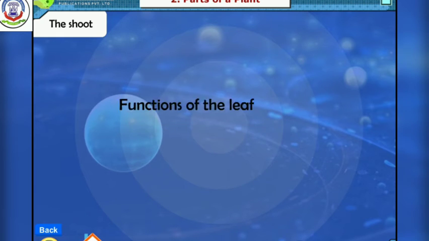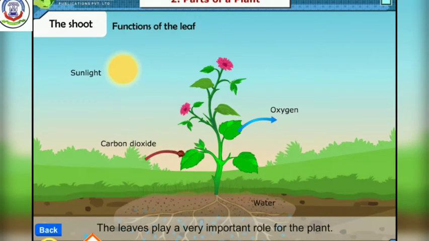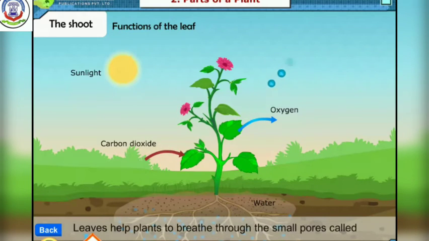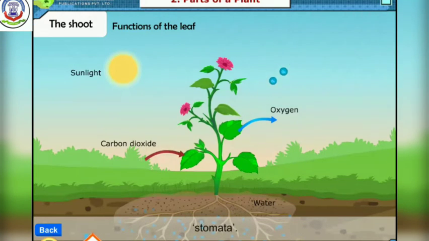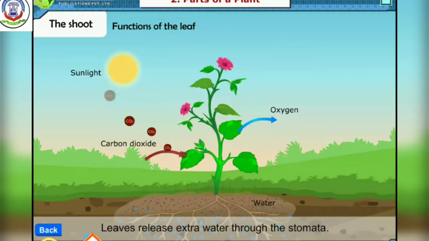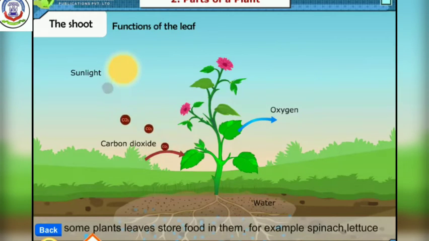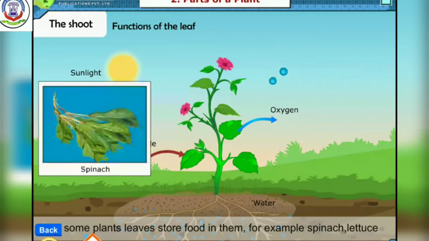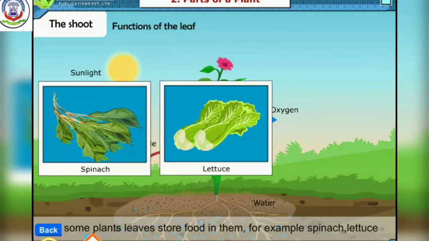Functions of the leaf. The leaves play a very important role for the plant. Leaves make food for the plant. Leaves help plants to breathe through the small pores called stomata. Leaves release extra water through the stomata. In some plants, leaves store food in them, for example spinach, lettuce, and cabbage.